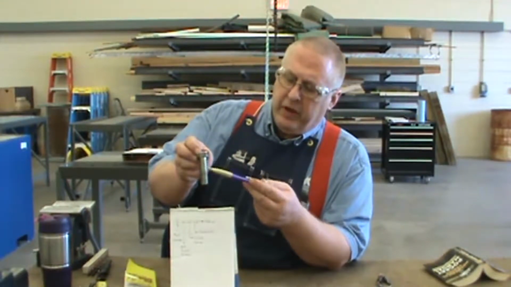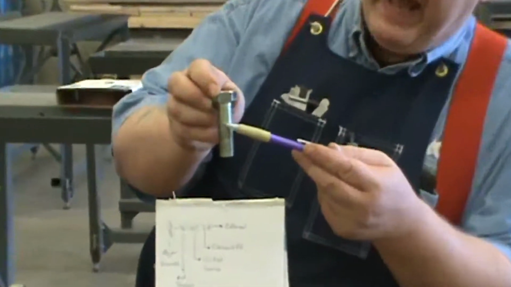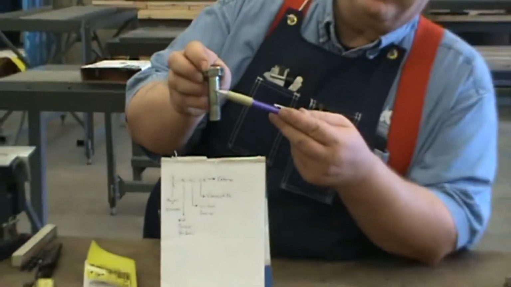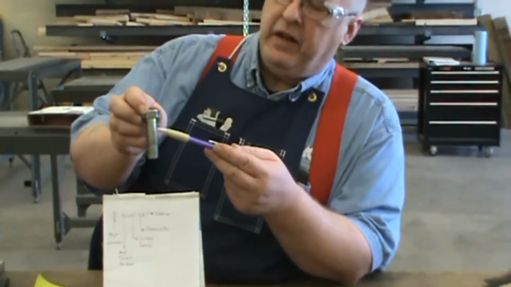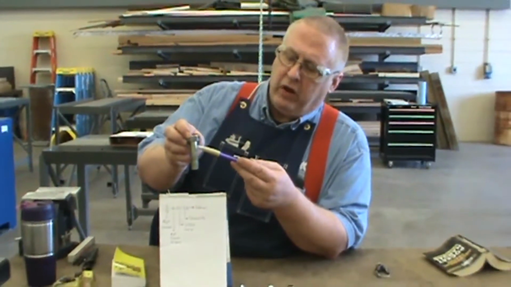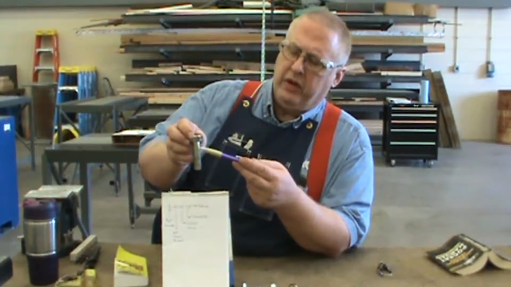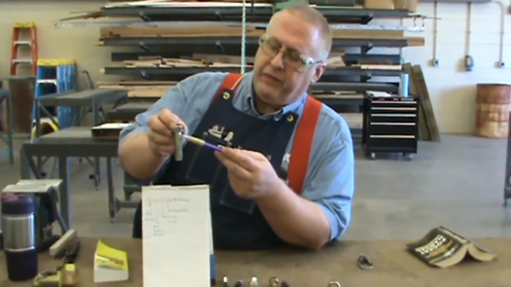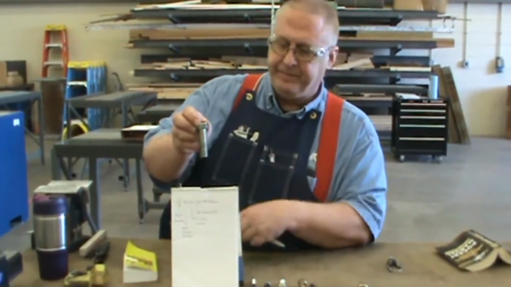Then we end up with, out here on the class, the A. Luckily, it's denoted by A or B. A is an external thread, B is an internal thread. And then we could get into grade, and we're not going to talk much about that, but we will, in your respective classes, we'll get into that. So let's look at, first of all, major diameter.